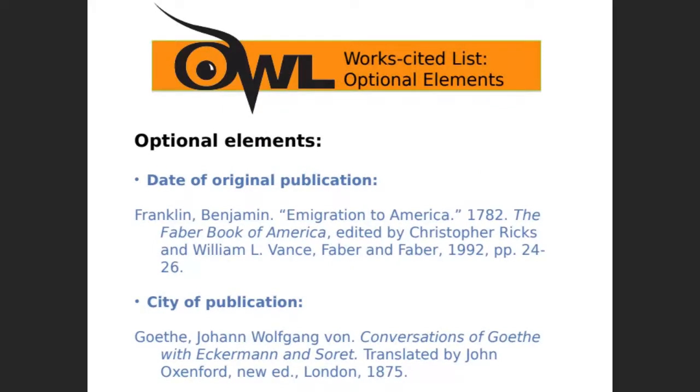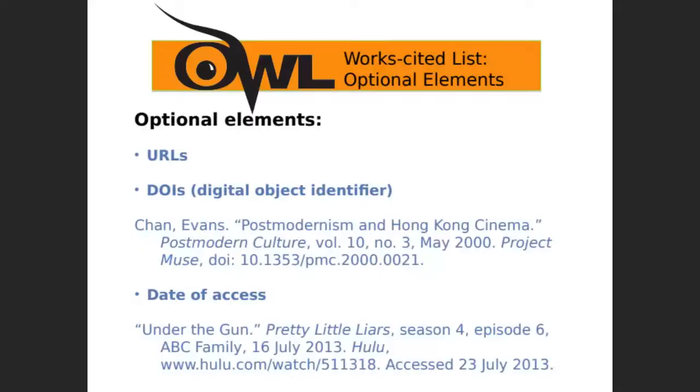So these are some optional elements. Date of original publication. This can happen if you get it from another source, and then the original publication, and then you have city of publication. It will have specific ones where you can get it. If you notice here, it was republished in 1992, but initially in 1782. So these are things that individuals may consider. Optional elements, I think this is good to know.